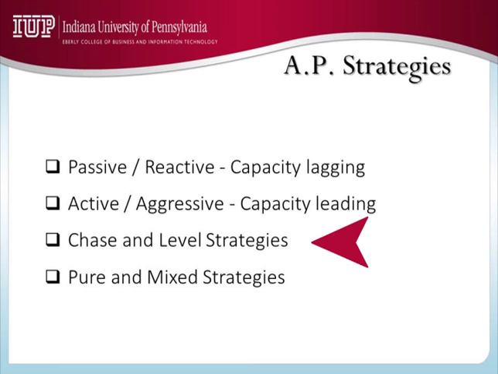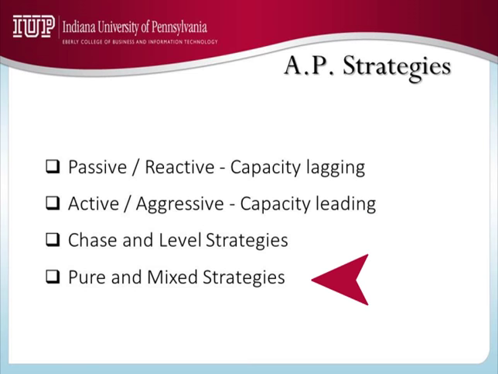Chase strategies are again where you chase the demand. If demand goes up, you hire people. If demand goes up, you have overtime. That is a chase. A level strategy is when you have the same amount of production, whether demand goes up or goes down. If the demand goes up, you back order. If the demand goes down, you carry inventory. That is level strategy.